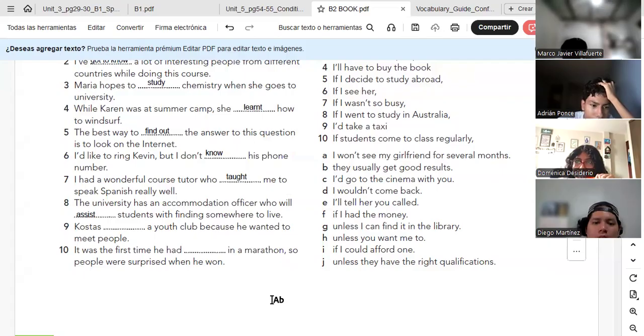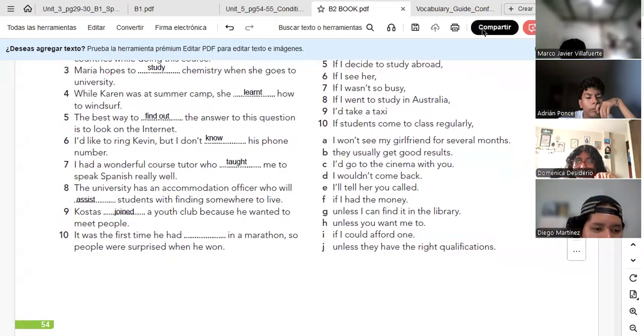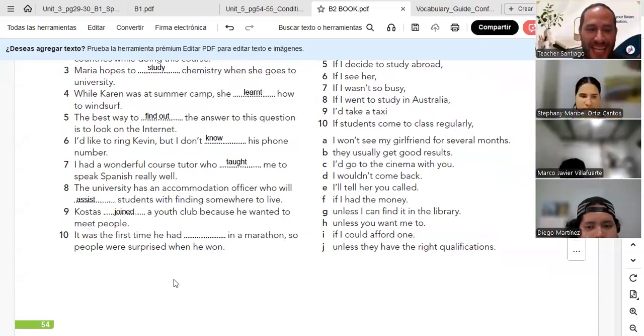Diego, number 9, please. Costas joined a youth club because he wanted to meet people. Joined. Okay. Yes. Thank you, Diego. Well done. And finally, Stephanie, the last one, number 10.